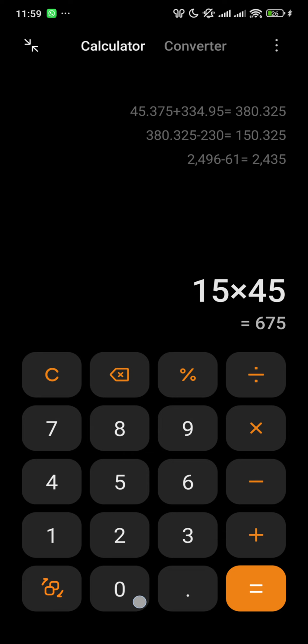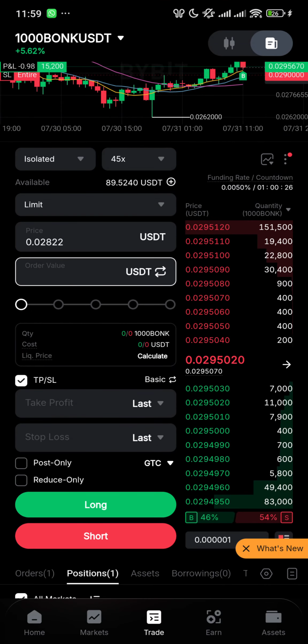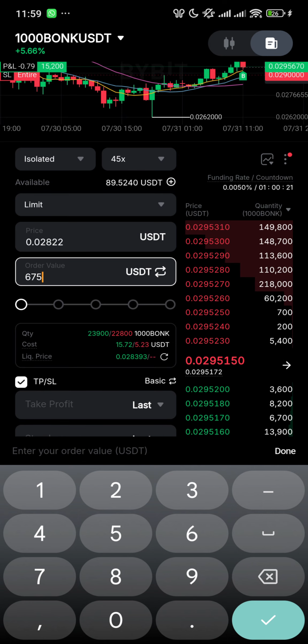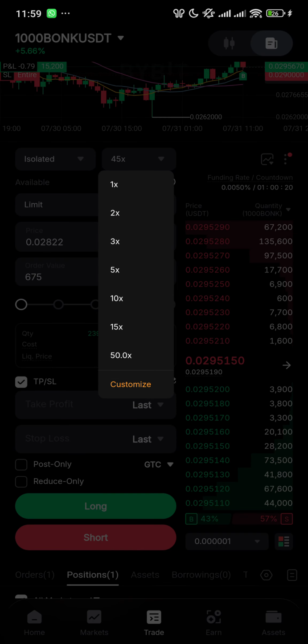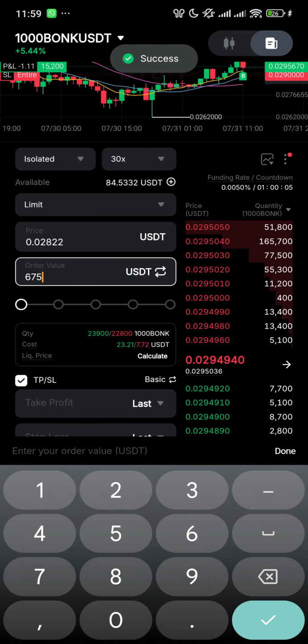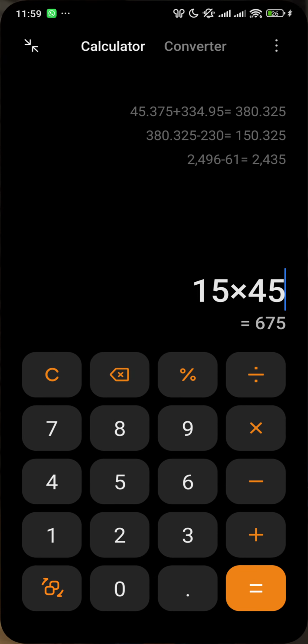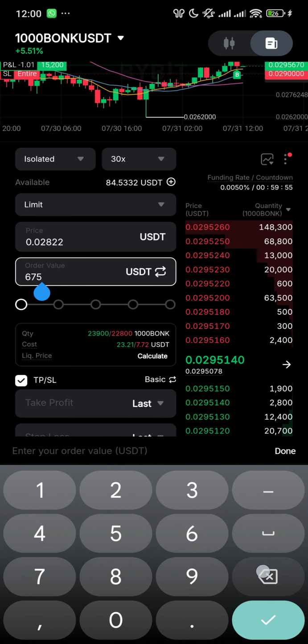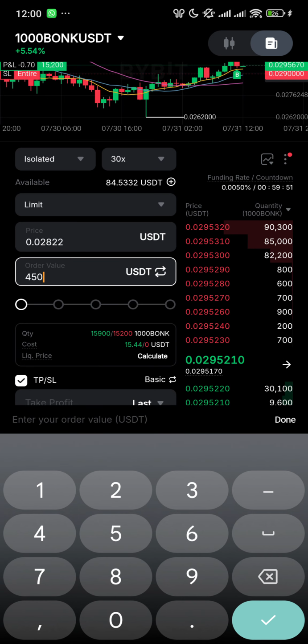So we say 675. Let's calculate. Okay, still far. It's far from my liquidation price, so let's reduce this to, let's see, 35 or 30. Okay, let's use the 30. Save. So let's go back to our calculator. I'm using this calculator for people that would find it difficult to get the actual figure. So that's 450. So let's say 450. Calculate. We're still far.